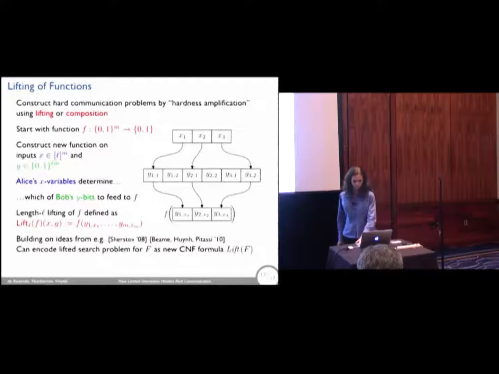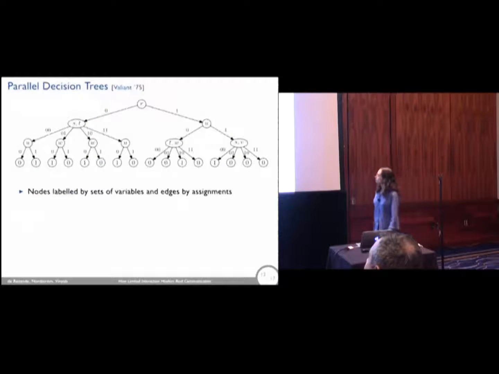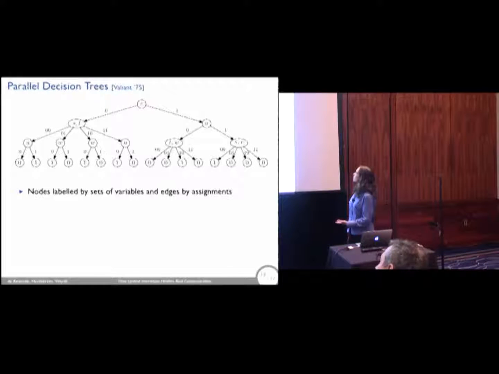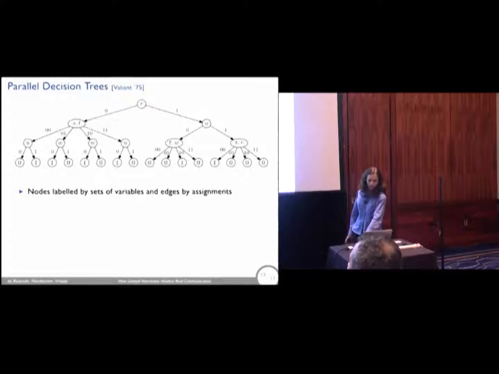Then we can encode this lifted search problem as a new CNF formula. Okay, the other concepts we need to define are parallel decision trees. Here nodes are labeled by sets of variables, and edges are labeled by assignments. And every assignment defines a path in this tree. And the leaf of that path is labeled with the answer of the decision tree to that input.